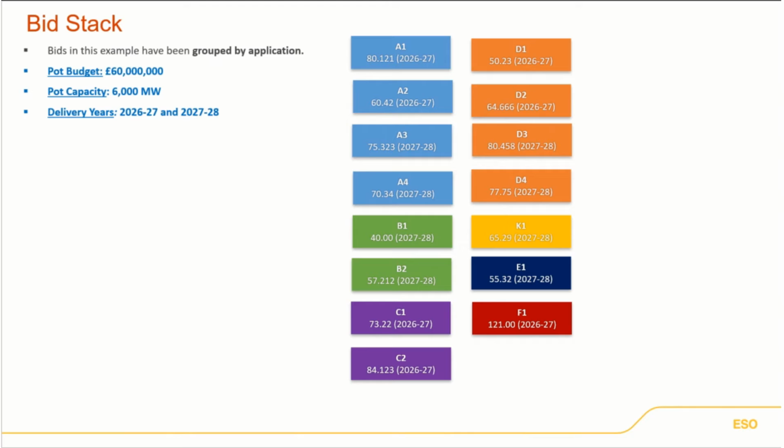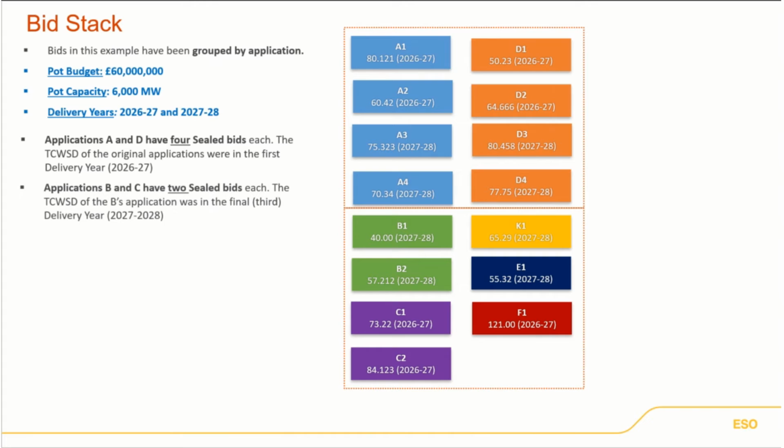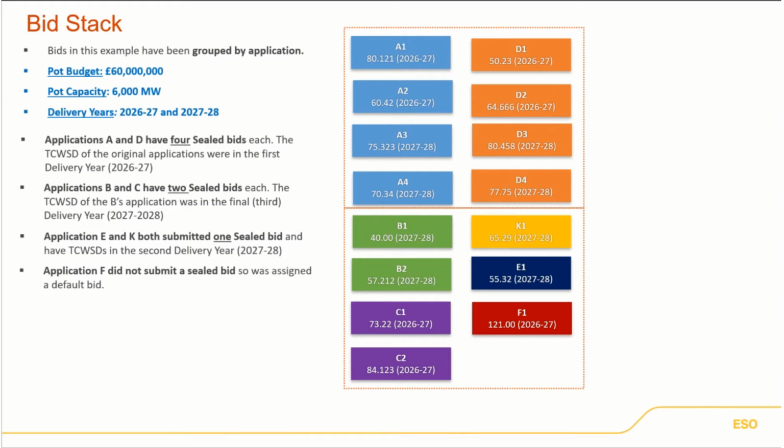Now starting with our bids for this example. Applications A and D have 4 sealed bids each. Applications B and C have 2 sealed bids each. And applications E and K have submitted 1 sealed bid each. If an applicant does not submit a sealed bid, the applicant will be awarded a default bid using the details provided at the time of application. In this example, application F did not submit a sealed bid, so was assigned a default sealed bid based on the details supplied in the original application.